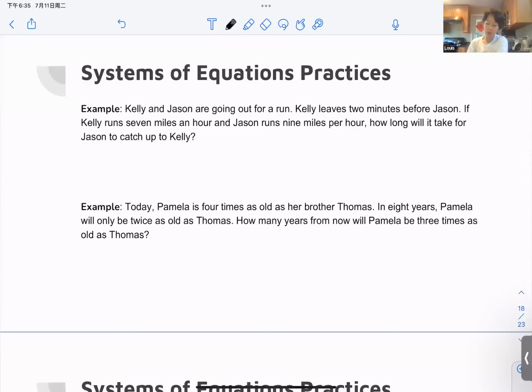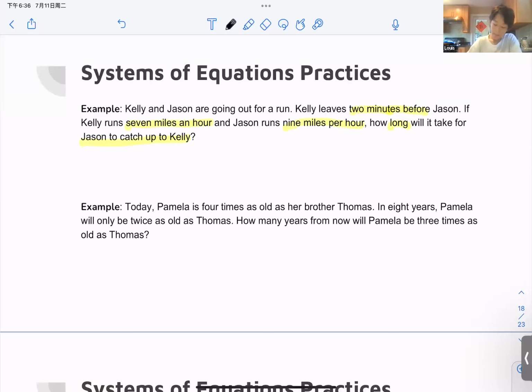Okay, so I'll go over these 2 problems now. So the first one, Kelly and Jason are going out for a run. Kelly leaves 2 minutes before Jason. If Kelly runs at 7 miles per hour and Jason runs at 9 miles per hour, how long will it take for Jason to catch Kelly?